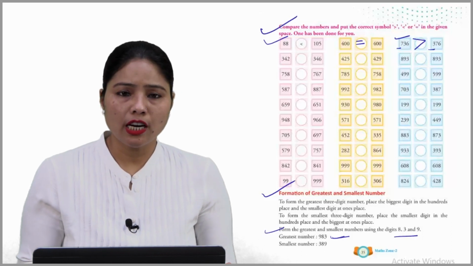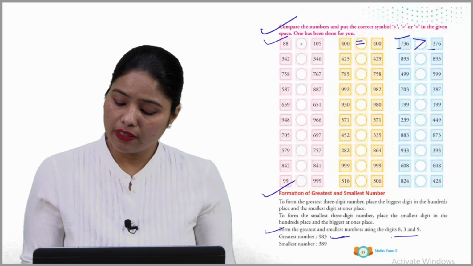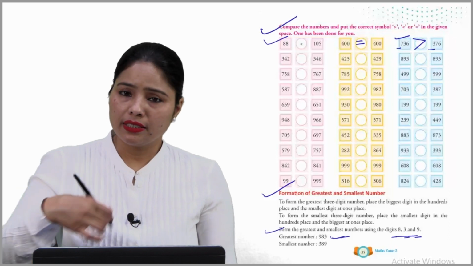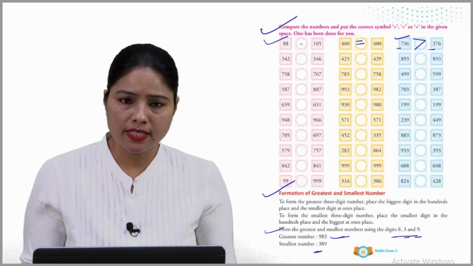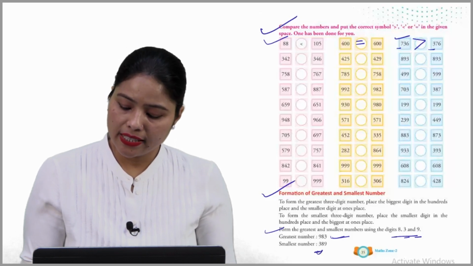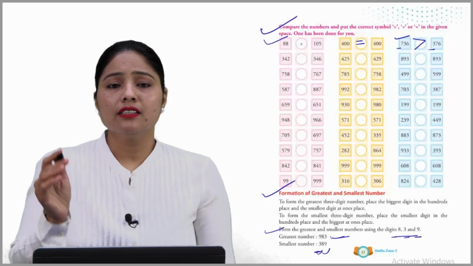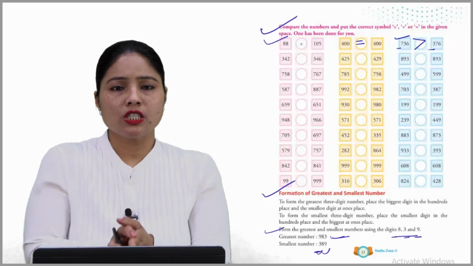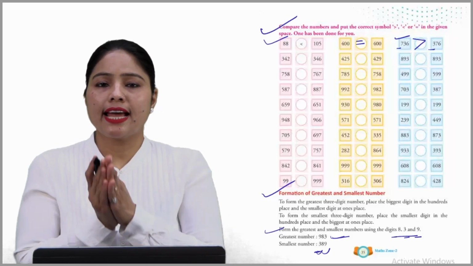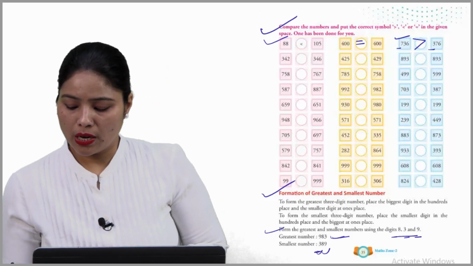Similarly, we find out the smallest number. We see 8, 3 and 9. Among these 3 numbers, 3 is our smallest number, after this 8, after this 9. So 389 is our smallest number. So with this, we understood the concept of formation of greatest and smallest number. I hope you understood well, beta. So now next one.